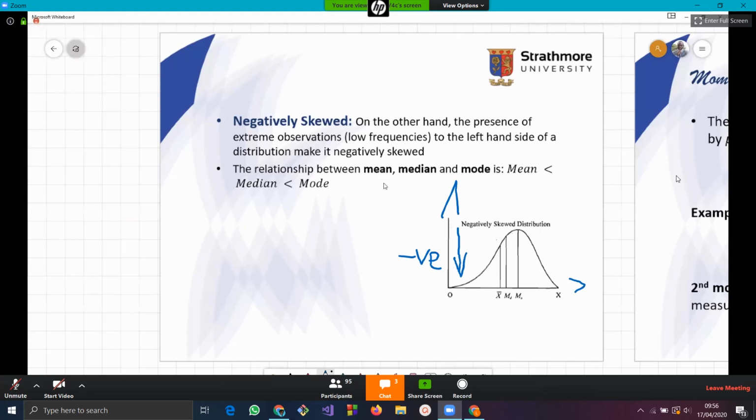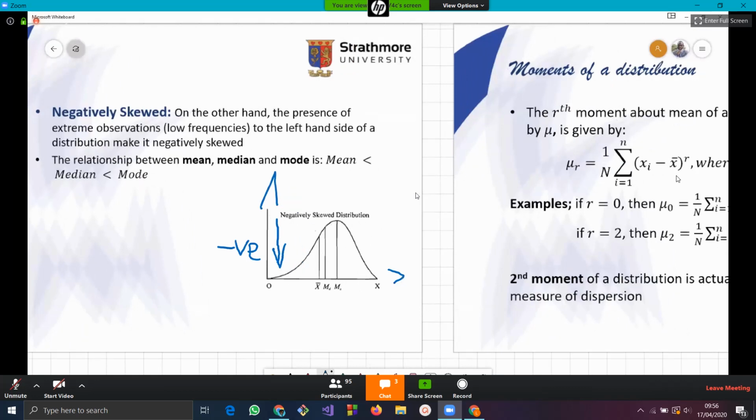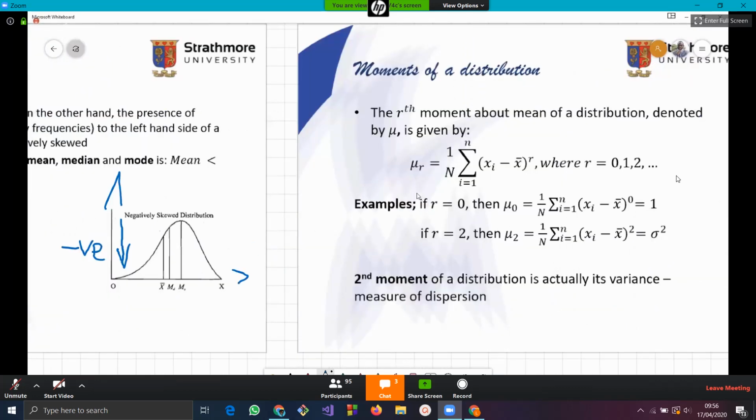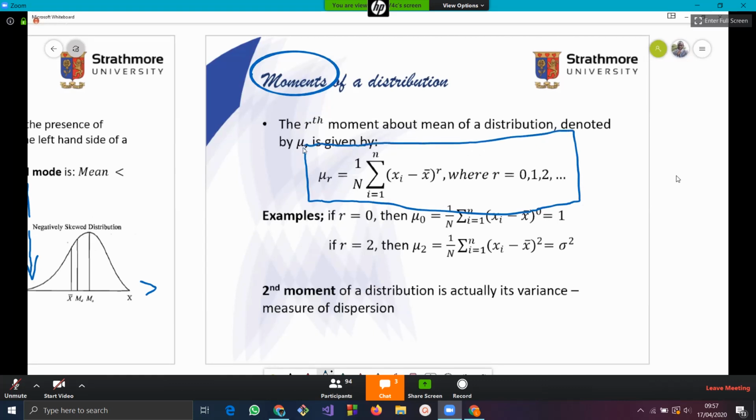So how do we compute the skewness of a distribution, which we are going to do in a moment? Before we compute skewness, I'm going to introduce the moments of a distribution. What is the moment of a distribution? The moment of a distribution is defined by this formula. You can have it somewhere because this is what you are going to use. Let me zoom in and then go to this side.